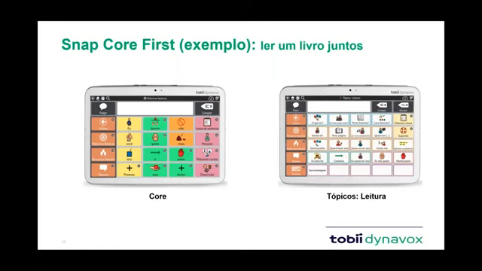So there are really two places that you can go when you're doing shared reading in Snap Core First.